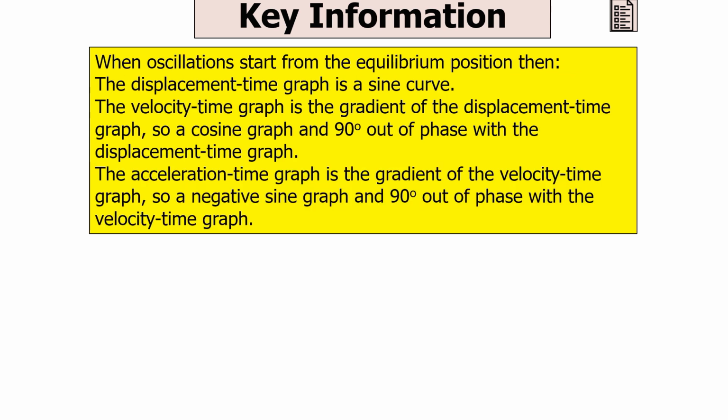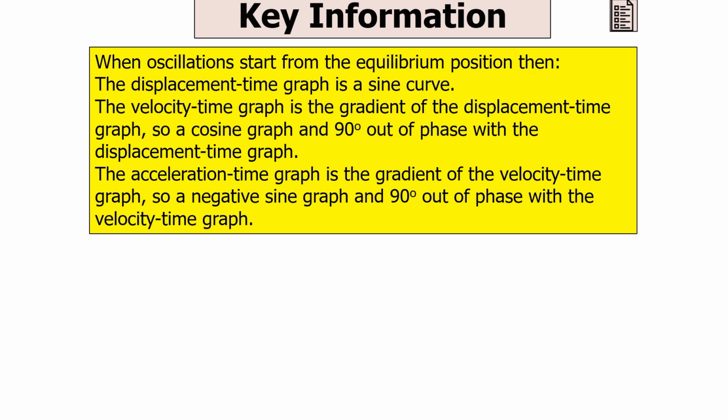Now, as we said before, we know that the displacement time graph will be a sine curve. The velocity time graph is the gradient of the displacement graph, so a cosine graph and 90 degrees out of phase with the displacement time graph. And the acceleration time graph is the gradient of the velocity time graph, so a negative sine graph and 90 degrees out of phase with the velocity time graph.